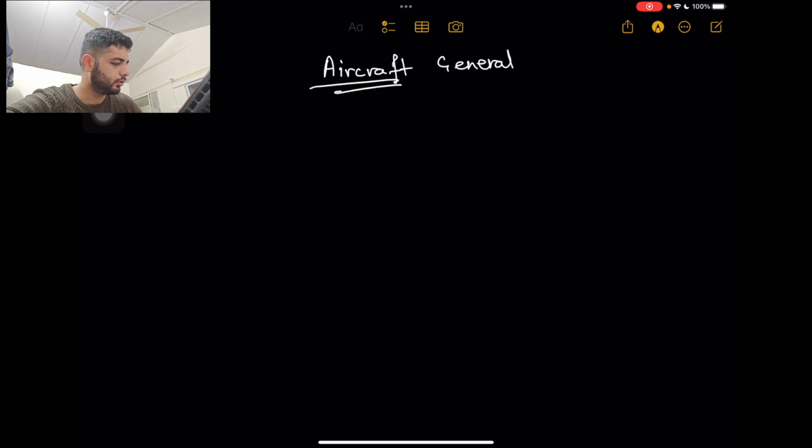Okay, so try to understand, aircraft general is what you see about the aircraft from outside. So let's try and break it down like that. It'll be easier for you to visually connect these things. Okay, so what do you see?